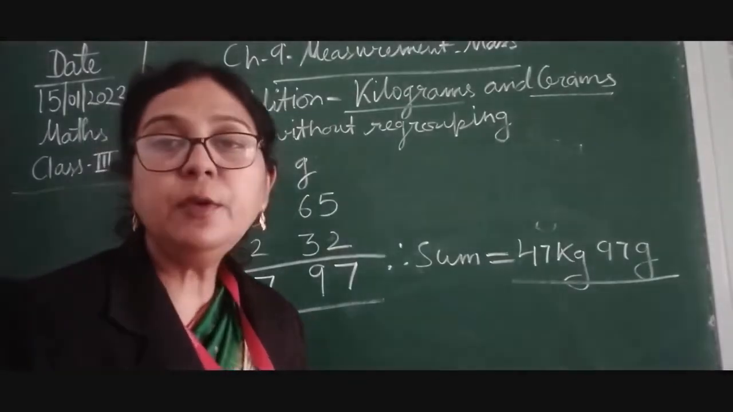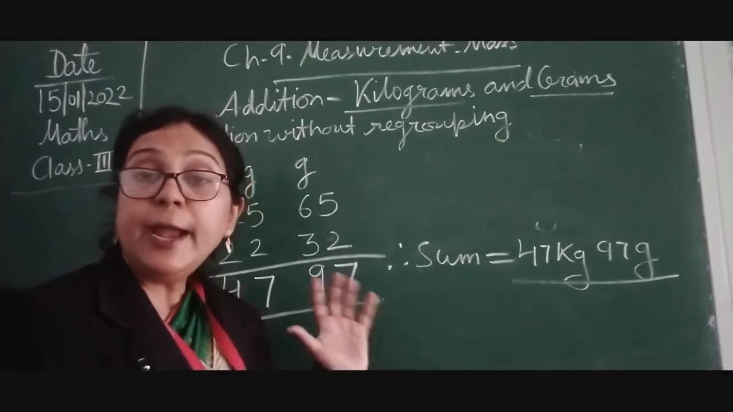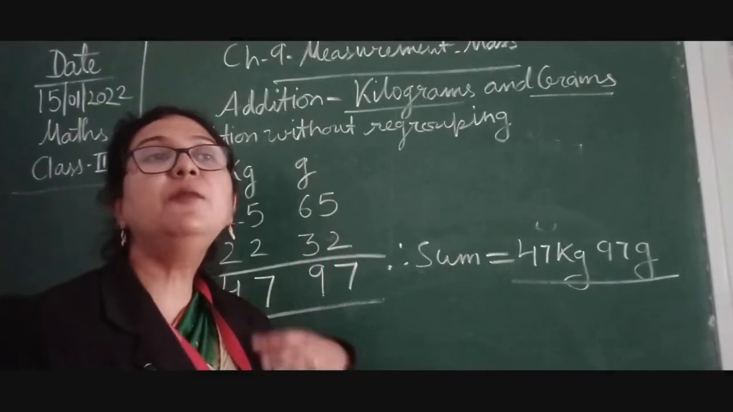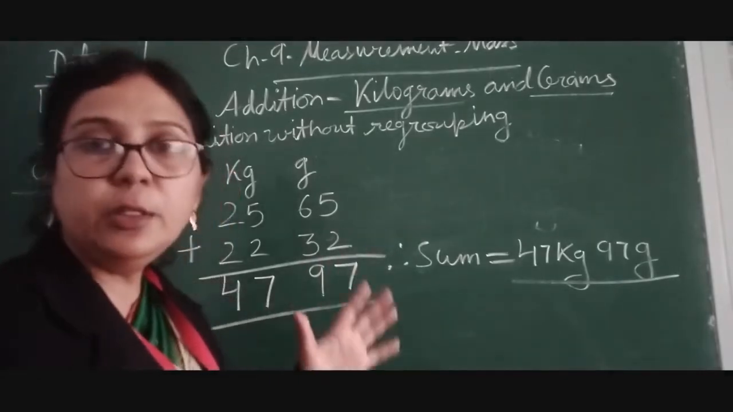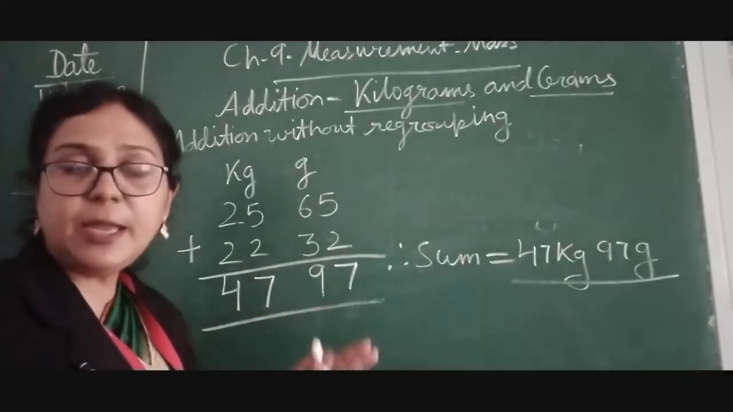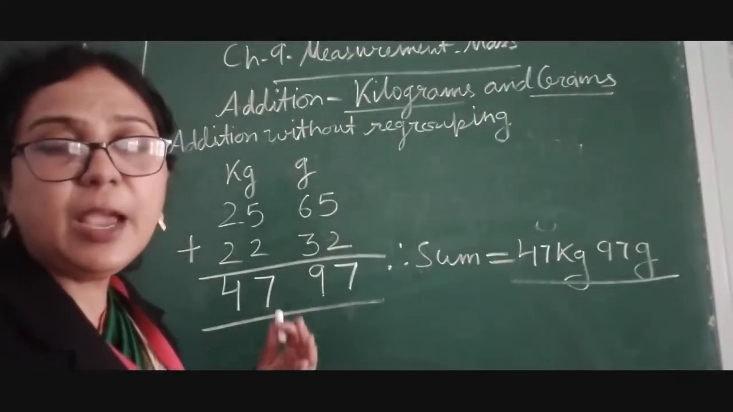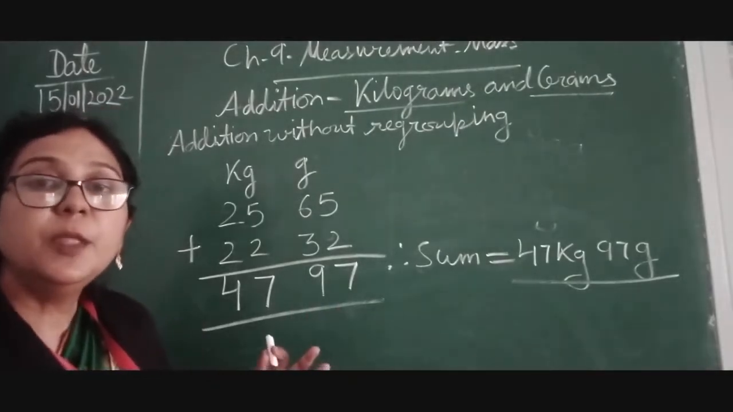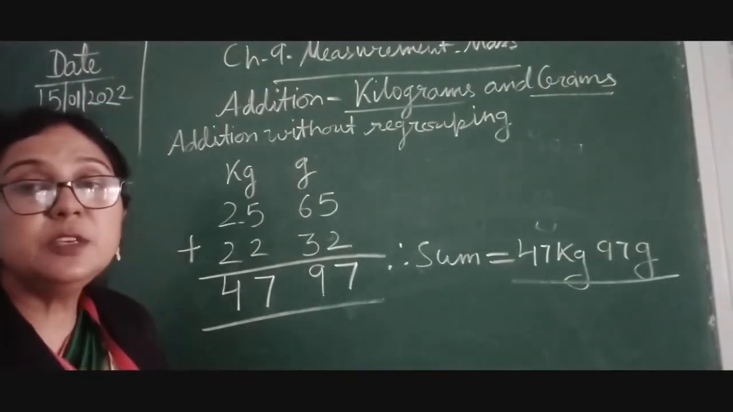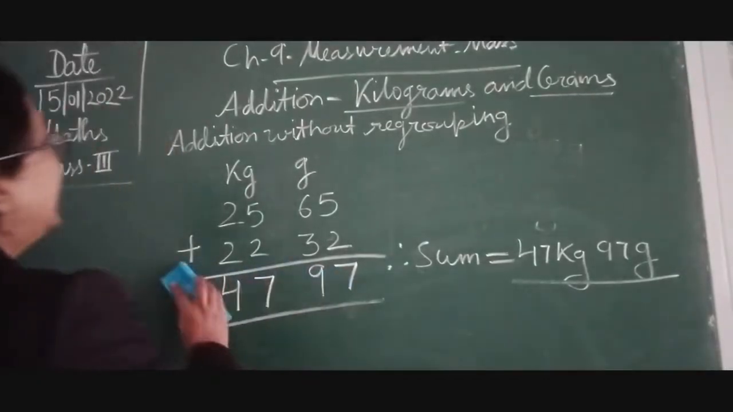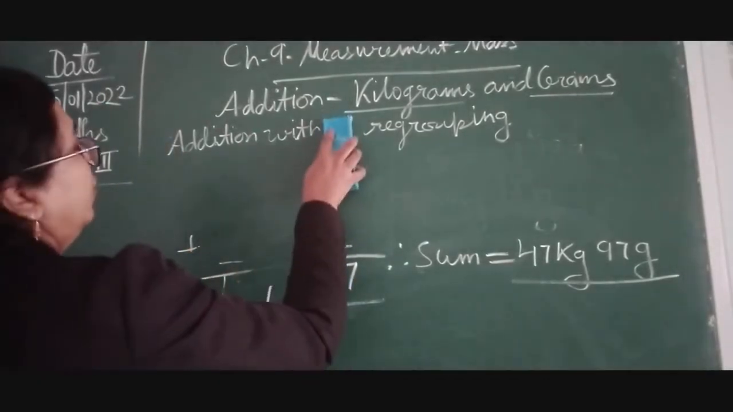So that is how we will do addition without regrouping. हम लोग addition करेंगे without regrouping. Okay, on the basis of that. Now we will just revise or recapitulate what we have done in our earlier chapters, that is addition with regrouping. It means we just carry over the numbers to the other number. So addition with regrouping.